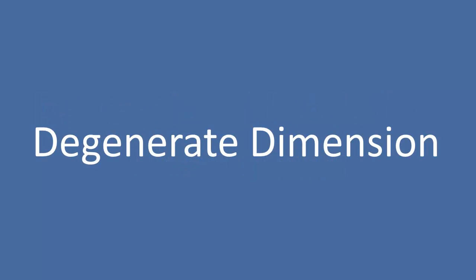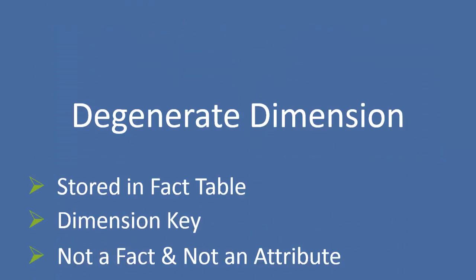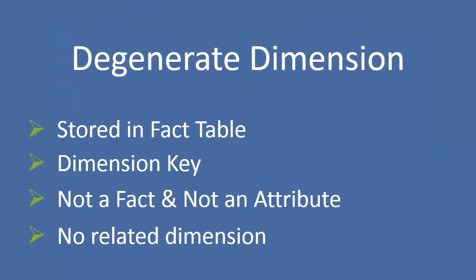In this video, we're going to be discussing degenerate dimensions. So a degenerate dimension is a dimension key that's been placed in the fact table. However, this dimension key will not have a related dimension. And usually, we're actually going to be using a natural key. It's important to remember that this is not a fact and it is not an attribute. It is a dimension key.